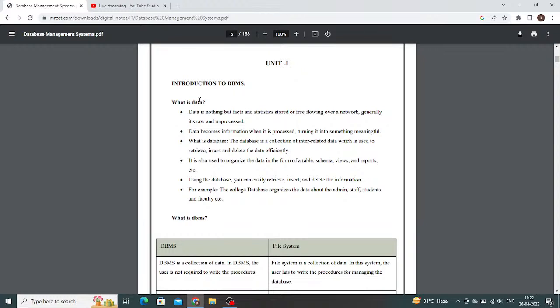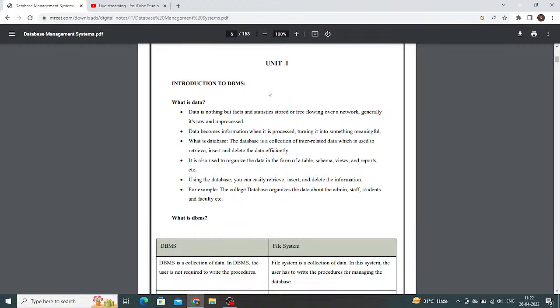So, the introduction of DBMS. Firstly, I am giving the introductory part of the database. Data is nothing but facts and statistics stored or free flowing over a network. Generally, it is raw and unprocessed. Data becomes information when it is processed, turning it into something meaningful. What is data? What is a database?